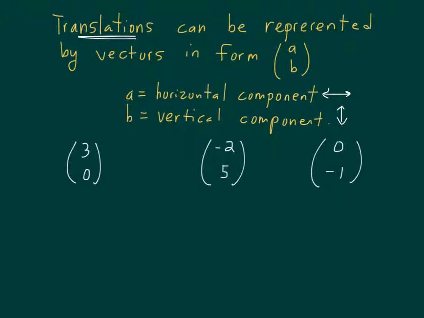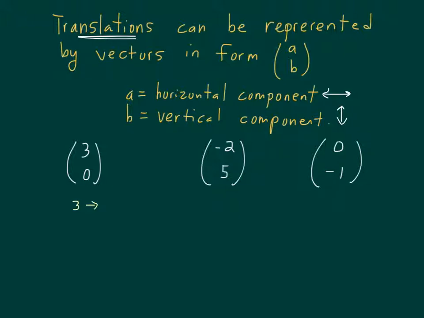Okay, so if you were to see the vector 3, 0, this would indicate that, again, the top one is our horizontal movement, so this would indicate we're going 3 units to the right, and the 0 on the bottom indicates that our vertical movement is nothing. So this first vector would tell us to move 3 units to the right.